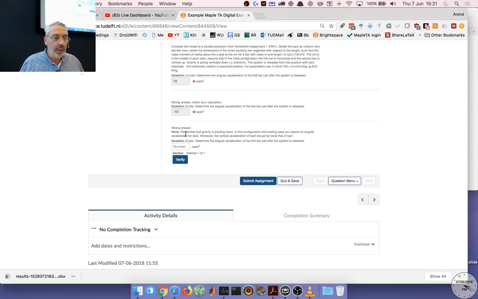Hints. I get a hint. Remember that gravity is pointing down. In this configuration and loading case, you expect no angular acceleration of bar 2. I had an angular acceleration in bar 2, so I made an error somewhere. Moreover, the vertical acceleration of bar 2 should be twice that of bar 1. I didn't have that either. So let's redo the calculation.